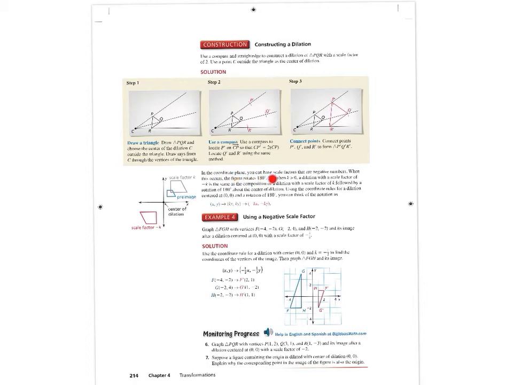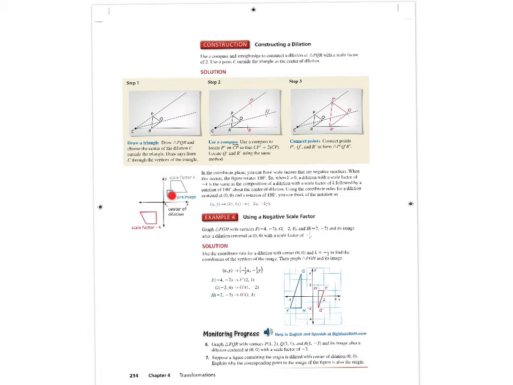Alright, in the coordinate plane, you can have scale factors that are negative numbers. When this occurs, the figures rotate 180 degrees. So when k is greater than 0, a dilation with a scale factor of negative k is the same as the composition of a dilation with a scale factor of k, followed by a rotation of 180 degrees. We can see that with our picture here.